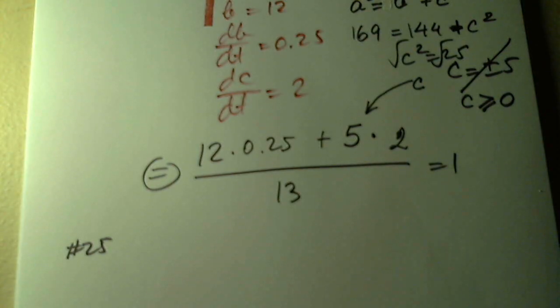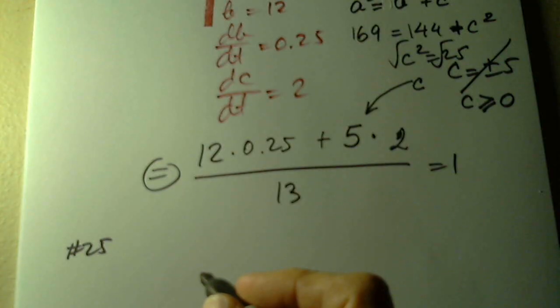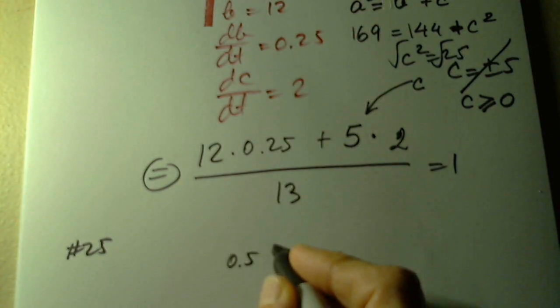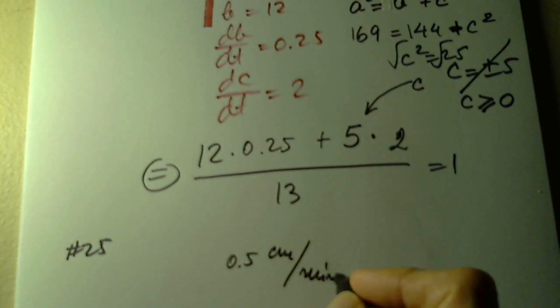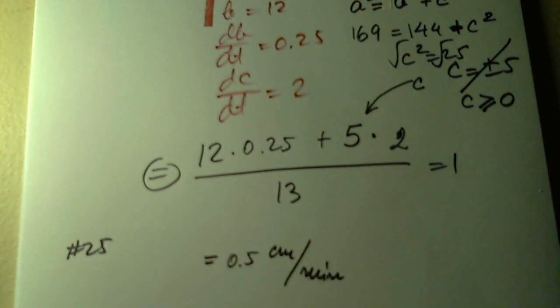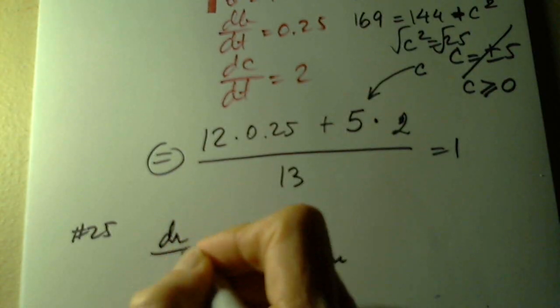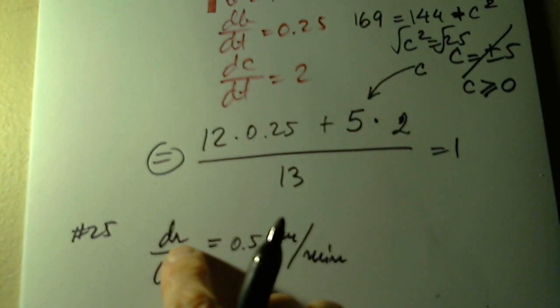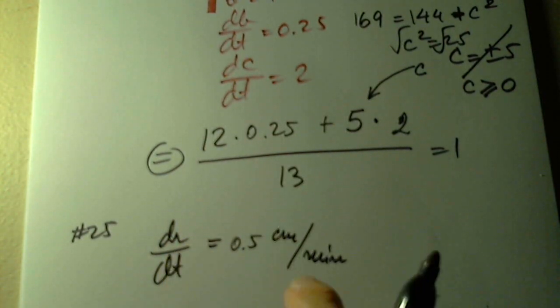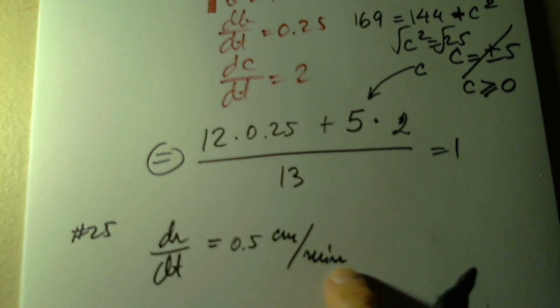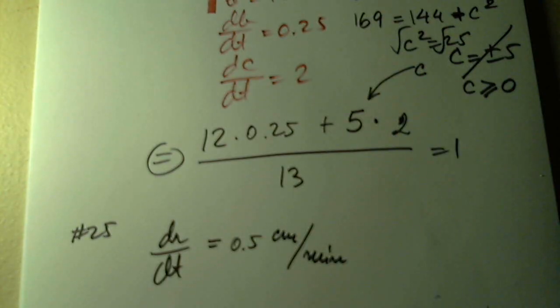What do I have to write? Its radius is increasing at 0.5 centimeter per minute. I need to identify what this is. Is that dr over dt? Exactly. r, very clear because it's centimeters. t, very clear because it's minutes. Excellent. Good. Okay.